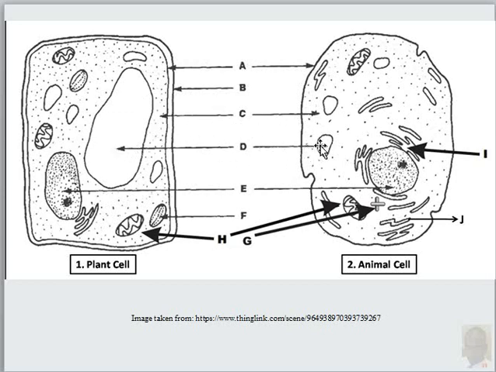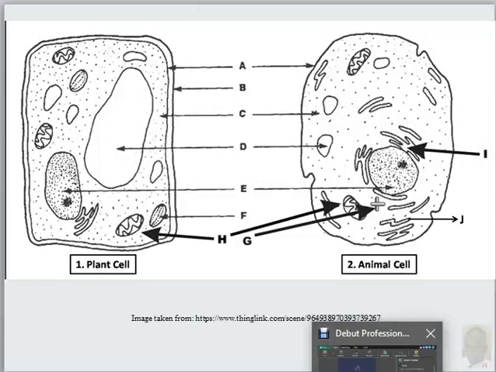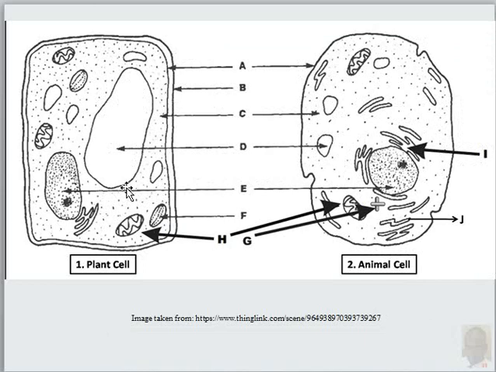D is the vacuole, small in the animal cell but large in the plant. Right, so when we're comparing them, D would be the vacuole, E is the nucleus, you can see that's pointing to both nuclei. F would be the chloroplast, because note it is absent in the animal cell.